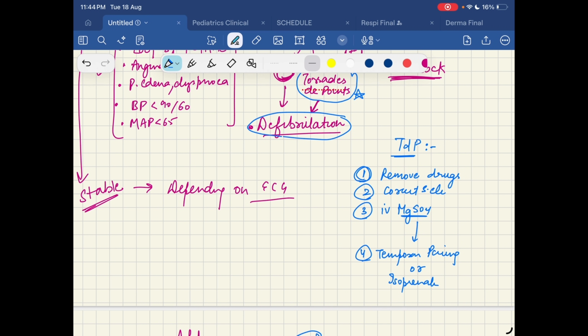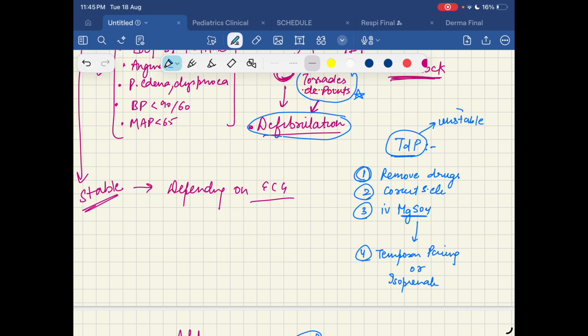But if the patient of torsades de pointes is unstable, then you have to undoubtedly go for a defibrillator. Even if the pulse is present or absent, that does not matter in case of TDP. But if the patient is stable, you can go with the IV magnesium sulfate and then the temporary pacing. So this was about TDP. Now let's discuss atrial flutter.